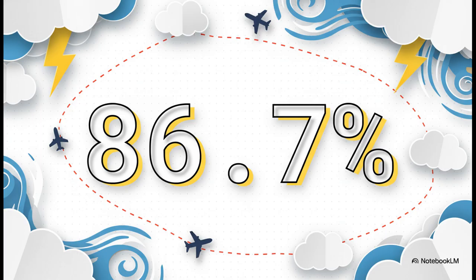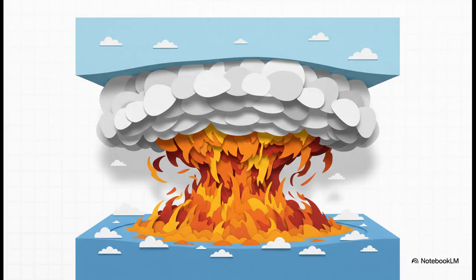And the answer is the thickness of the unstable layer. Remember that environmental lapse rate we just mastered? A cloud is going to keep violently pushing upward for as long as the air inside it stays warmer than the air outside. So the deeper that instability stretches into the atmosphere, the higher those towering cumulonimbus tops are going to explode.